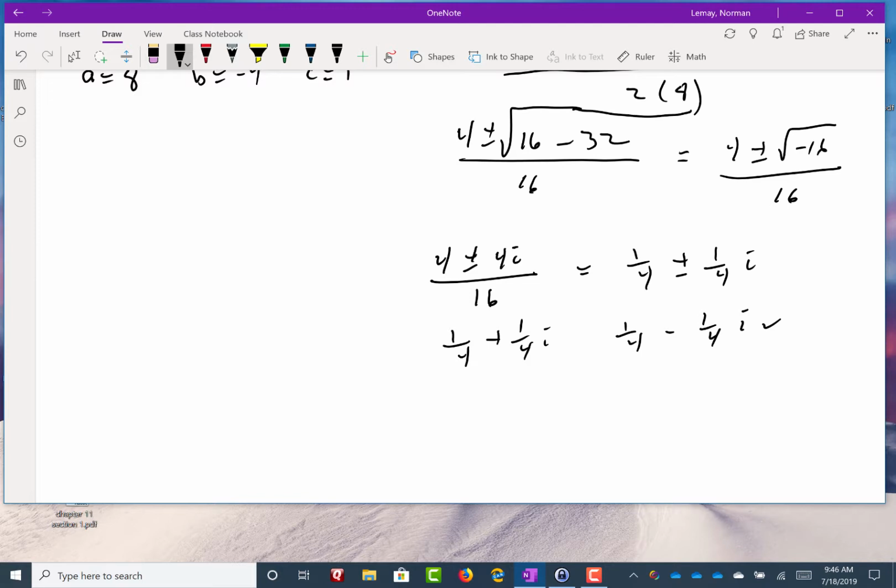So notice we can have imaginary solutions, to continue that discussion from our previous session.